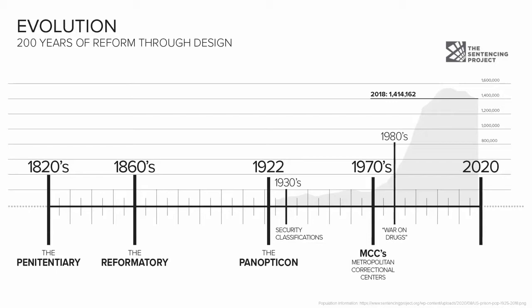Two other times to note here are in the 1930s, we see security classifications established, the minimum, the medium, the maximum security, all established by the crime committed. And in the 1980s, we see the prison population skyrocket through the war on drugs. The war on drugs was meant to target the kingpins of the drug industry, but in reality, this targeted the low-level offenders of impoverished communities, disproportionately affecting Black and Brown people.